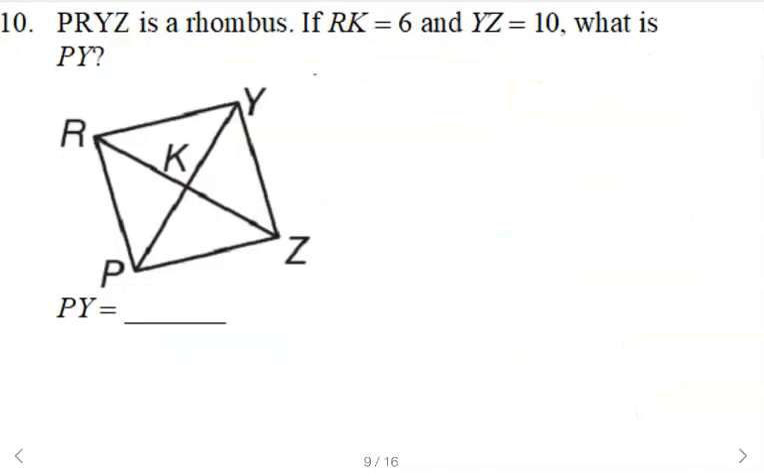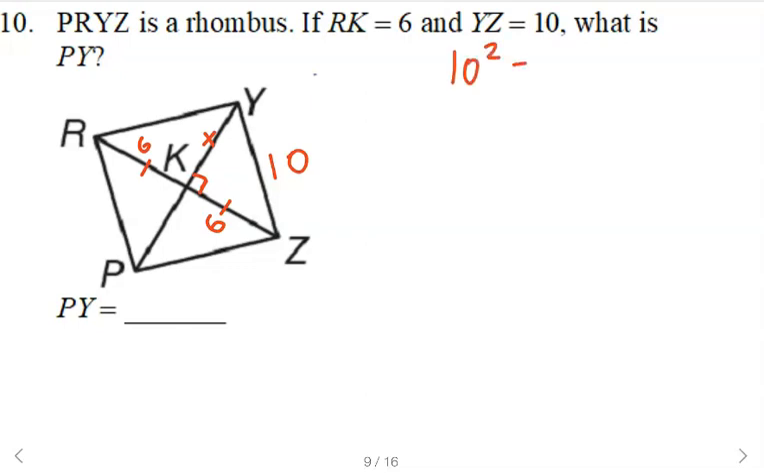Number 10. So RK is 6, YZ is 10. What is PY? Well, for a rhombus, the diagonals bisect each other and they are also perpendicular. So we've got a right triangle here where we know 2 of the 3 sides, so we can use the Pythagorean theorem.